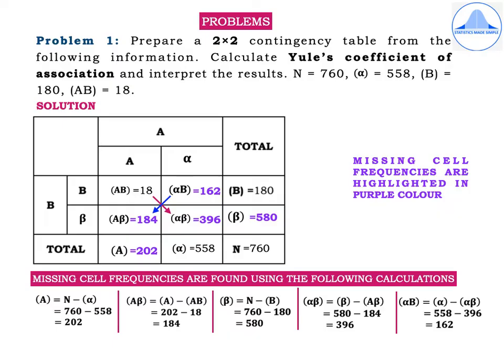So after you do all these calculations, you can do them directly. This is shown only for your understanding. The cell frequencies which are missing are highlighted in purple color and written in the 2 by 2 contingency table.